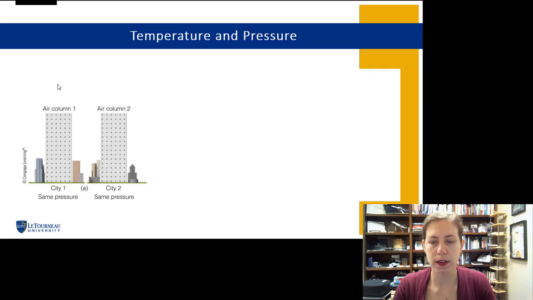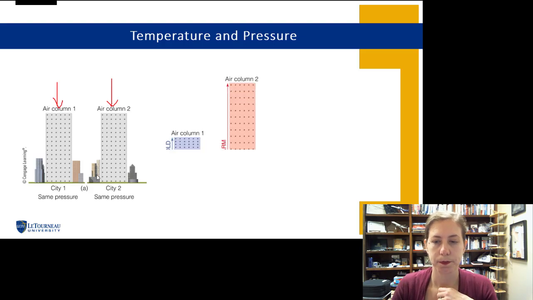So we have city A and city B, and we have two different air columns. Currently, they are both at the same temperature. Both of these cities are at the same exact temperature. They're also at the same pressure at the surface, because since these air columns have the same amount of molecules in them, they have the same amount of pressure, so they are identical.